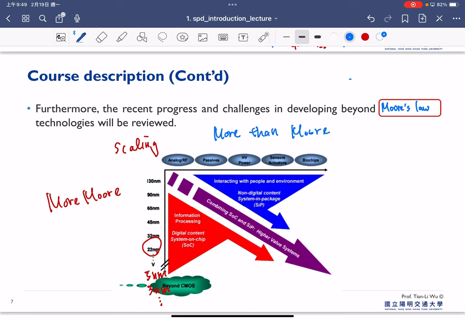And inside More Than Moore, there is something that is more related to interacting with people and environment. For example, the biochip, the sensor, the power, or the RF technology. These are other technologies more related to people and environment, and it's not necessary to continue the scaling. So we will also talk about this in the course.